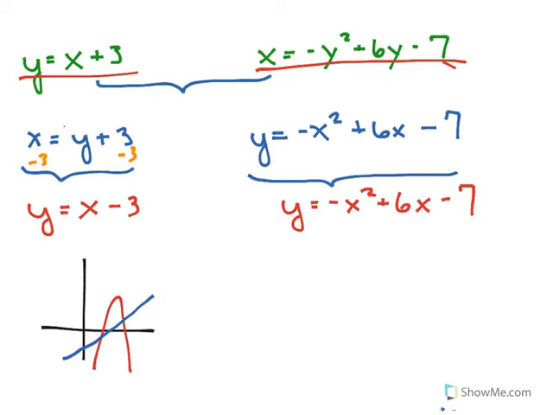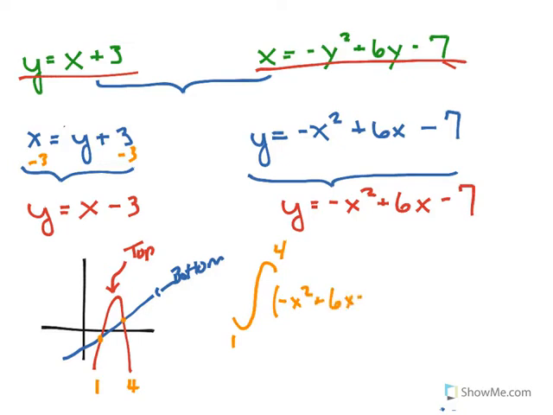So I graph this function, and now I can tell by looking at it in the x direction, the parabola is on top, the line is on the bottom, and I'm able to use my intersect tool to find that they intersect at the x values of 1 and 4. So when I set up my integral, it's going to be the integral from 1 to 4 of the top function, -x squared plus 6x minus 7, minus the lower function, x minus 3, dx.